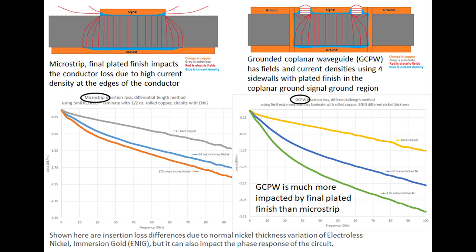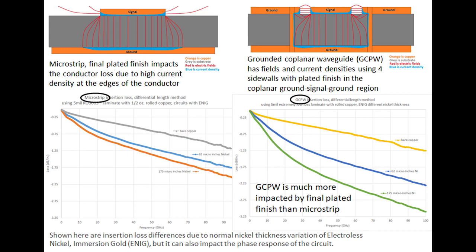The next two curves, blue and orange, are ENIG, electroless nickel immersion gold, with thin nickel in the blue curve and thicker nickel in the orange curve. The thin and thick nickel thicknesses obviously do impact insertion loss, and these are typical ranges to expect from one circuit to another as you build circuits in high volume. You can get this difference in thickness of the nickel, and you can see that it impacts grounded coplanar waveguide much more than it does microstrip.